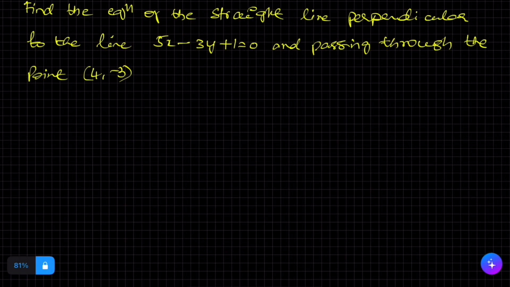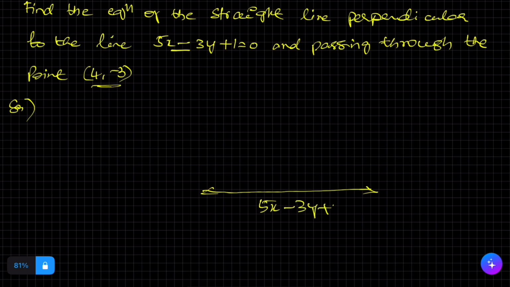In this question, we need to find the equation of the straight line perpendicular to the line 5x minus 3y plus 1 equals 0 and passing through 4 comma minus 3. So here in this question, a straight line is given. The straight line is 5x minus 3y plus 1 equals 0. We need to find the equation of the straight line perpendicular to this line and also passing through 4 comma minus 3. So this is your required straight line.